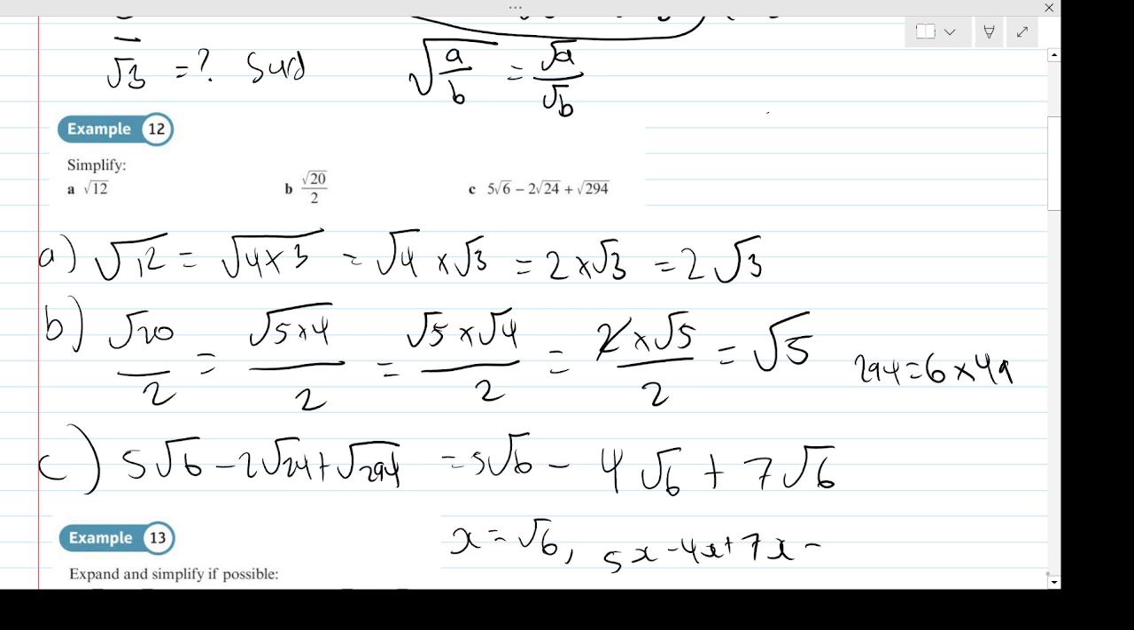So that'd be 8x, or 8 lots of root 6. Okay. 5 minus 4 is 1. 1 and 7 is 8. So that is the fully simplified form. Okay, and there we are.